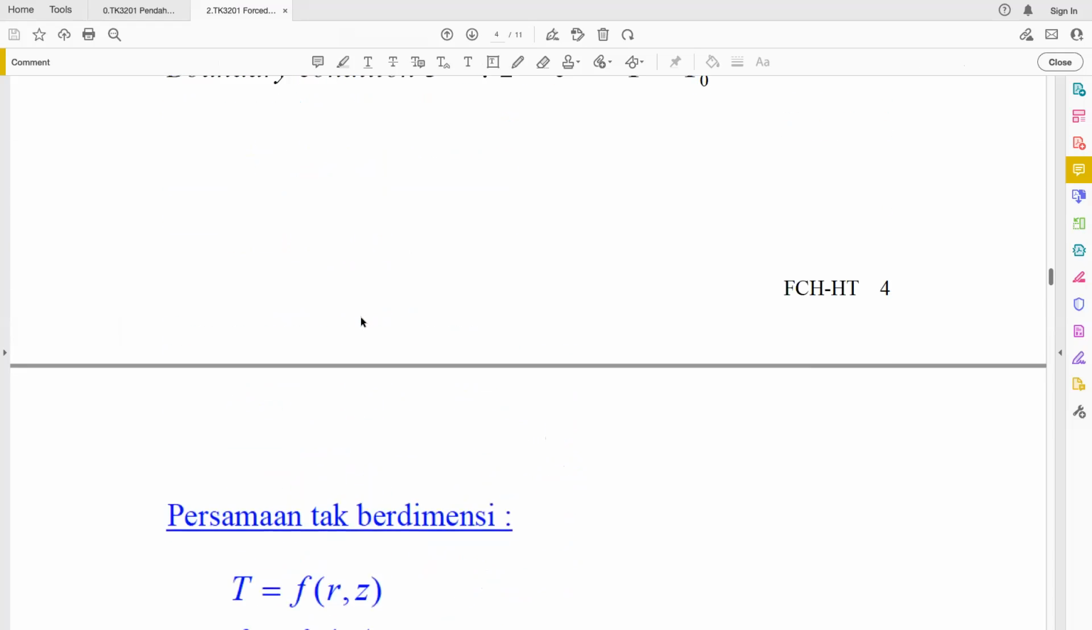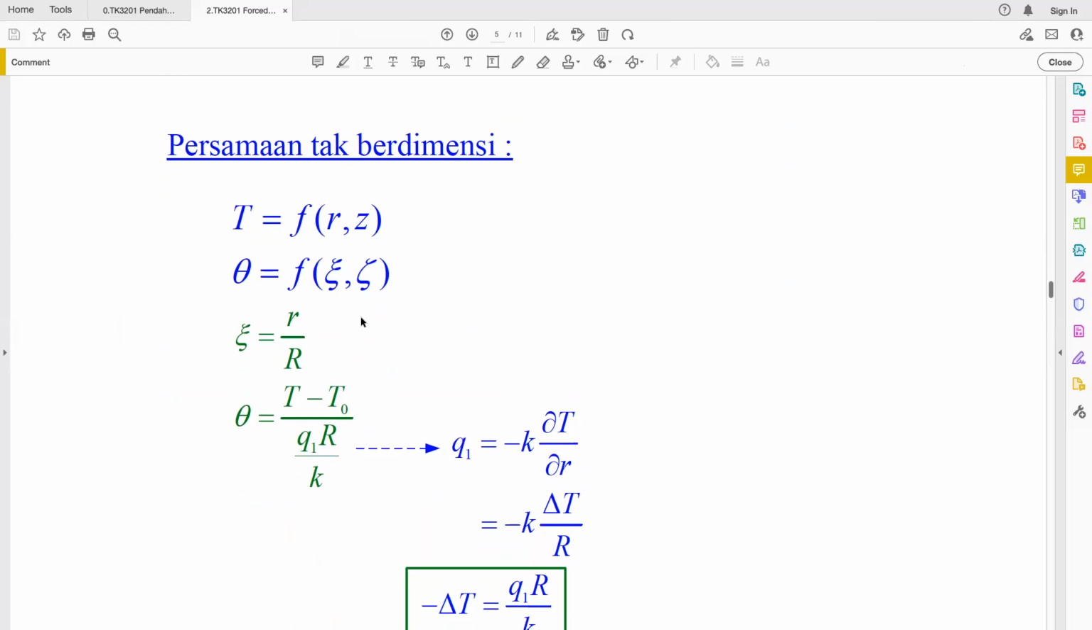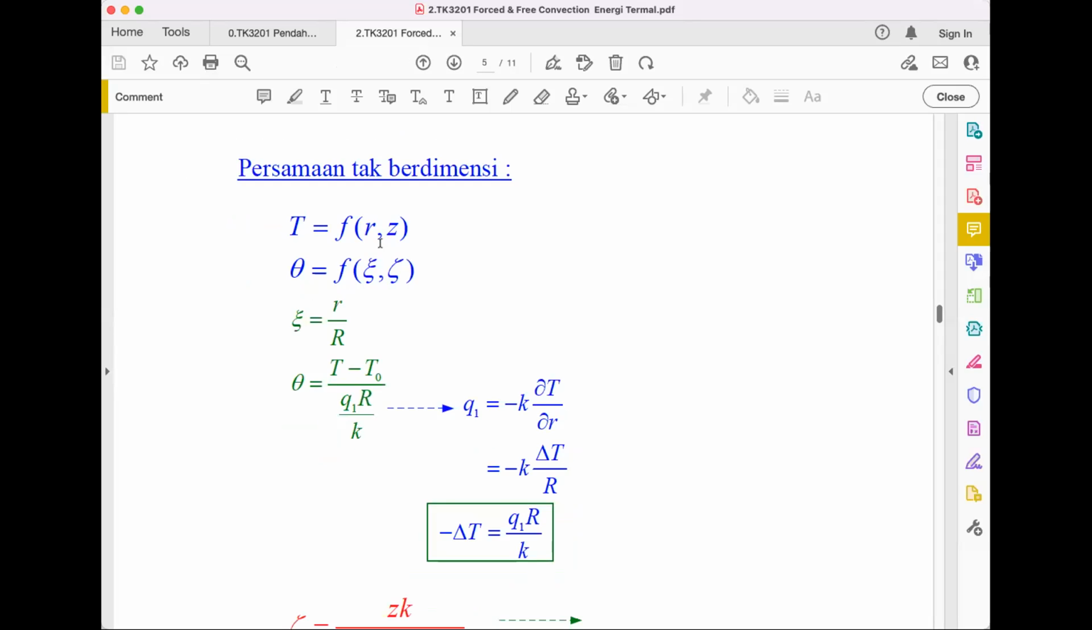Okay, so here we will start with the persamaan tak berdimensi, or dimensionless equation. Here we have temperature. We know that it is a function of radius r, and then this one is a function. So the temperature is changed into theta, and then r is changed into a function. I forgot what the name is. Wait, let me take the Greek alphabet so I can say it right.